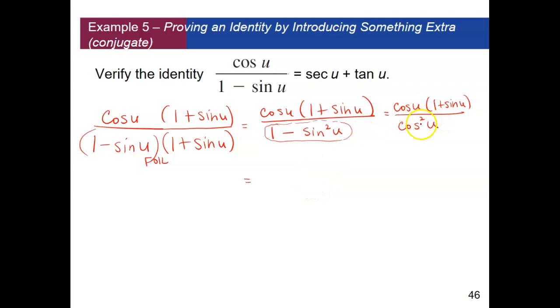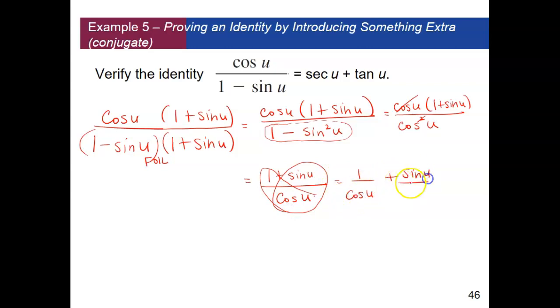Right, from here we have cosine and cosine squared. So we're going to cancel those. And I'm going to have 1 plus the sine of u over cosine u. And we're actually almost there. At this point, now we're going to do the bunny ears to split this up. So I'm going to have 1 over cosine of u plus sine of u over cosine of u.